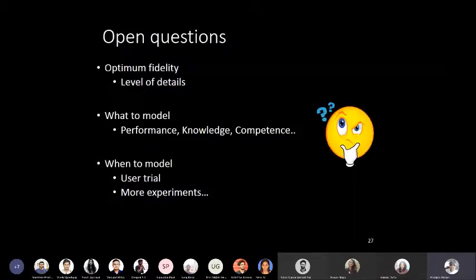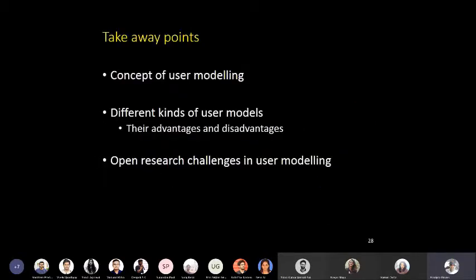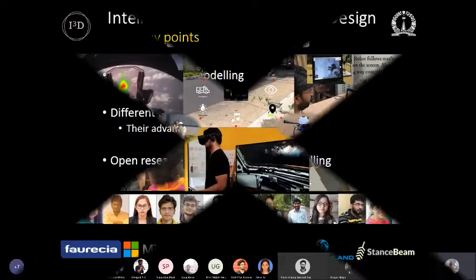So with that, I will stop talking. These are the takeaway points for today: the concept of user modeling, we talked about different kinds of user models, their advantages and disadvantages, and we concluded with the open research challenges in user modeling or in the wider domain of human computer interaction.